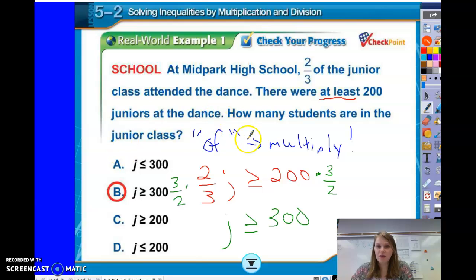Here's what I did. 2/3 of the junior class means multiply, so I put 2/3 times j. My first step, in red here, was 2/3 times j is greater than or equal to 200. Now, in order to get rid of the 2/3, I multiplied by the reciprocal of 2/3, which is 3/2. 200 times 3/2 gives me 300. So my answer is B.